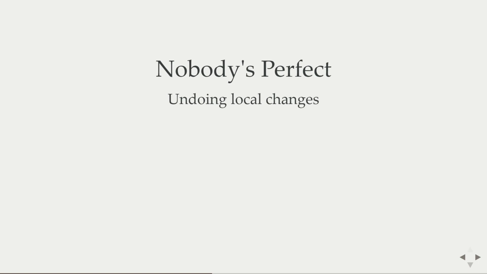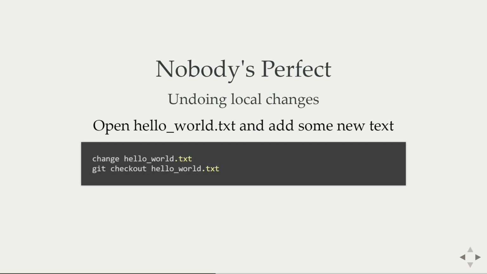So I said we can undo our changes earlier, because nobody's perfect. I can't count the number of times I've undone local changes. It's really easy to undo changes that you have not staged yet. You do git checkout, you give it the file name, and it will revert back to whatever the previous version was that was committed to Git.